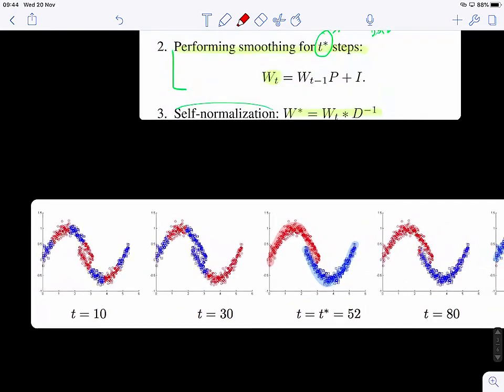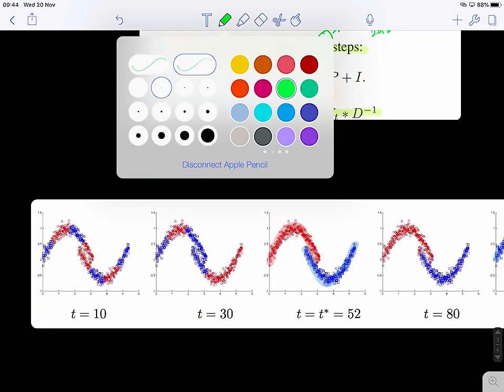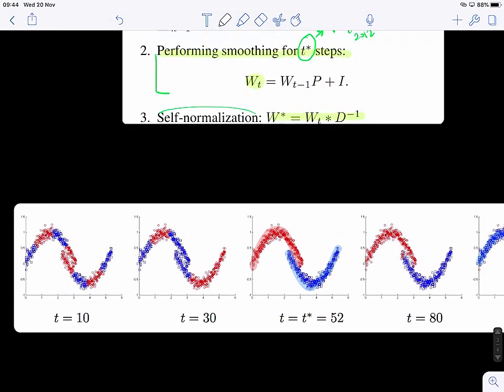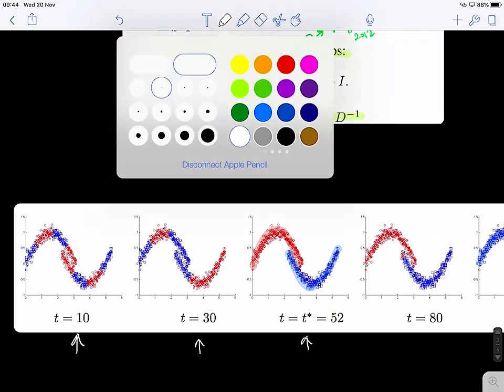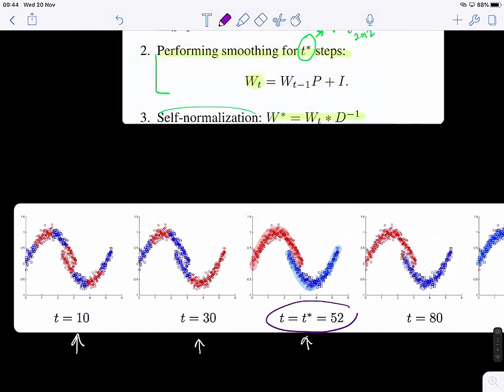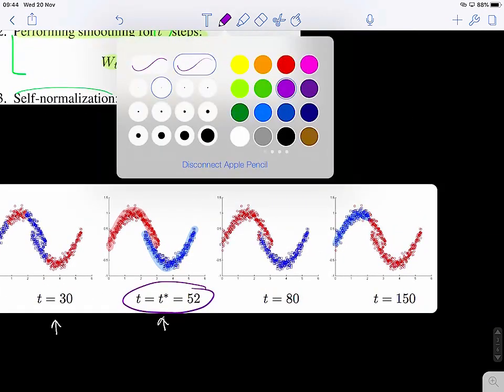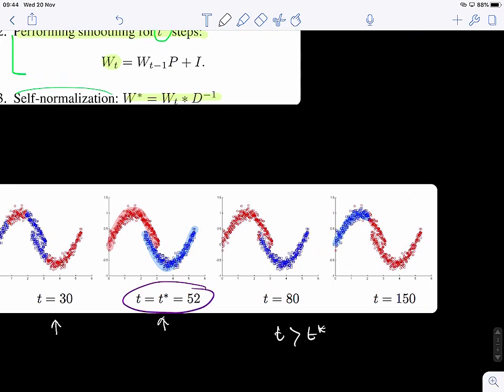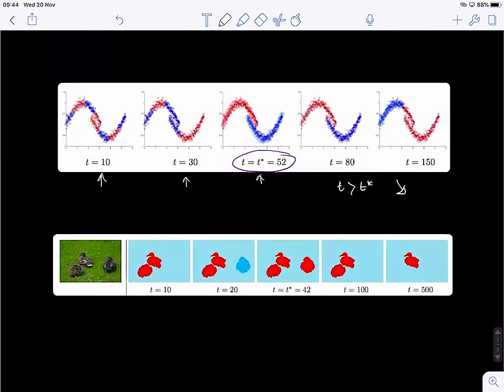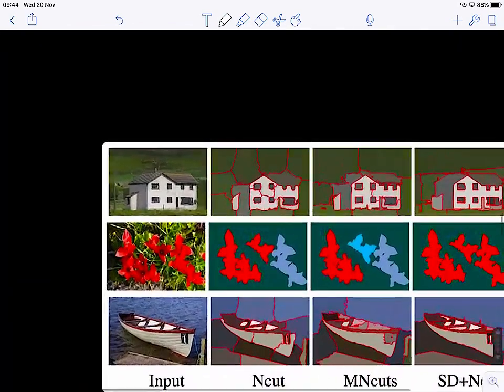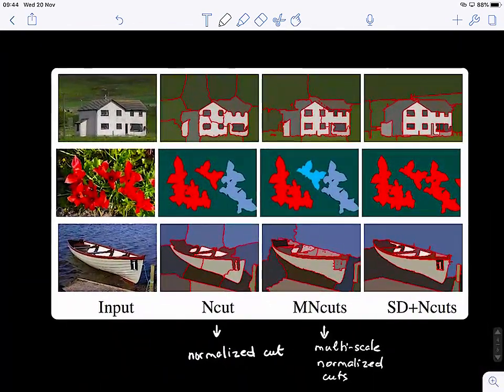You can see that as the number of diffusion iterations increases from t equals 10, you slowly converge to the solution until you get an almost perfect solution right here for T star. But if you keep on self-diffusing for T bigger than T star, then your results worsen, okay? And then you can see that here they have very nice results. So this is what you will also do.